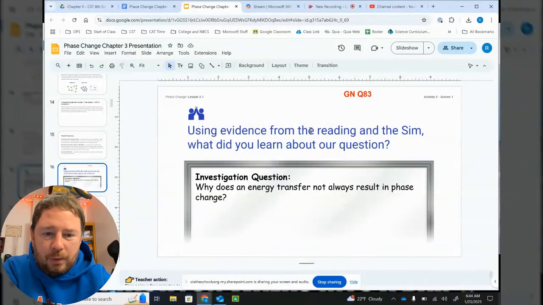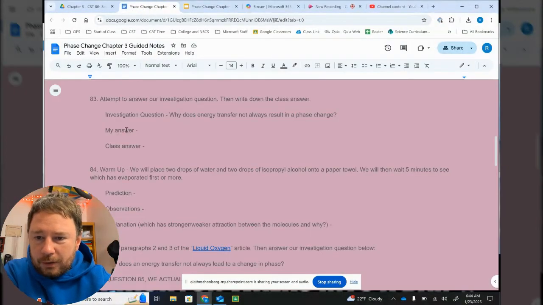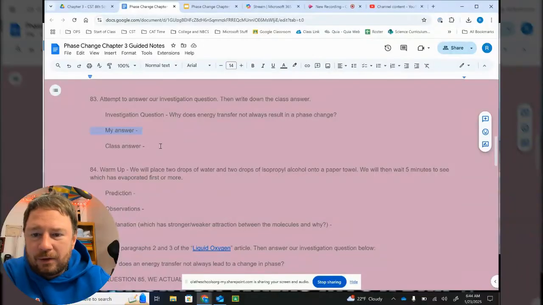And then the reading was about the liquid oxygen and cooling it down to overcome molecular attraction. So, do your best to answer this question. Why does an energy transfer not always result in a phase change? And you're going to answer it right here where it says my answer. So, go ahead and pause the video and do that, and then we'll have a class answer next.